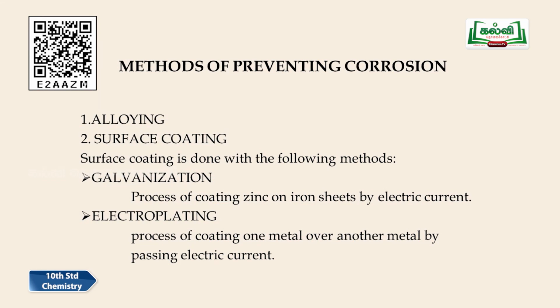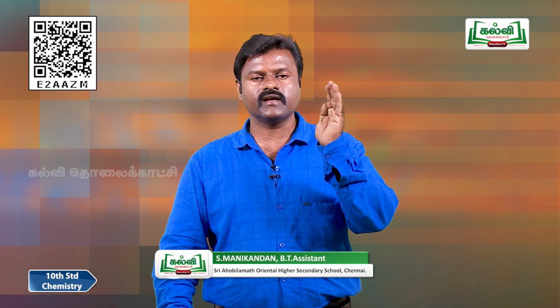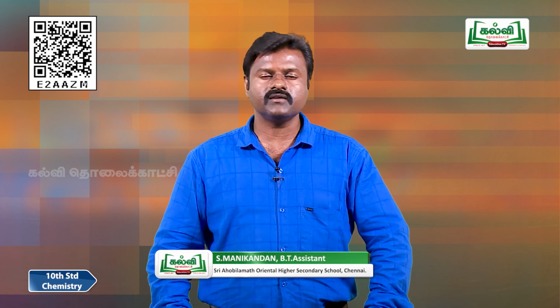So, finally, how do you prevent corrosion? Number 1 is alloying. By making alloys, you can prevent the corrosion of the metals, and second is surface coating. There are 4 methods. Number 1 is galvanization. That means the coating of zinc over iron is called galvanization, and the second one is electroplating. That means you can coat one metal over another metal using electricity, that is called electroplating. The third one is anodizing. That means the metal surface can be made into a durable, decorative and corrosion resistant form. And finally, cathodic protection. Here a sacrificial metal is used to protect the metal. The protected metal is the cathode that is protected by means of this sacrificial metal.